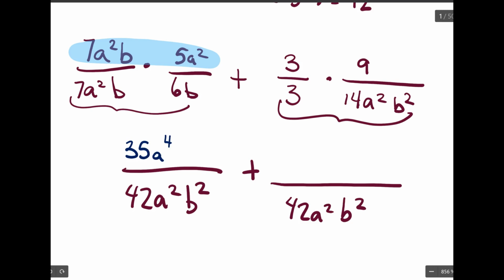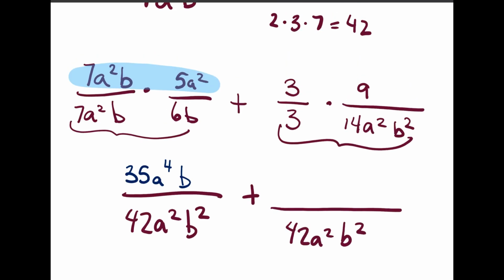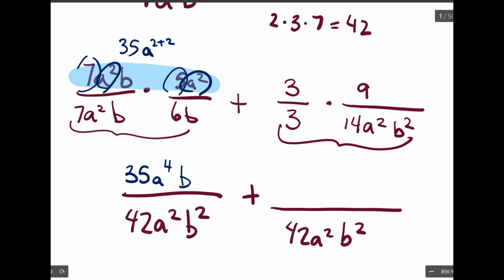35 a to the 4th b. Wait, why is it not 4a? How'd you find these? Multiply them together. 7 times 5 is 35. A squared, so it's going to be a to the 2 plus 2, because when you multiply bases, you add the exponents. Okay, and then you just have the b. What about this other side? Just 27.